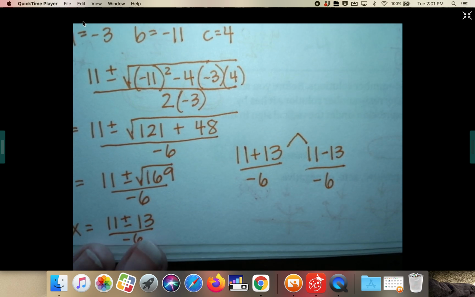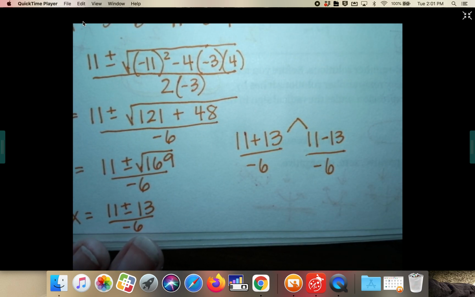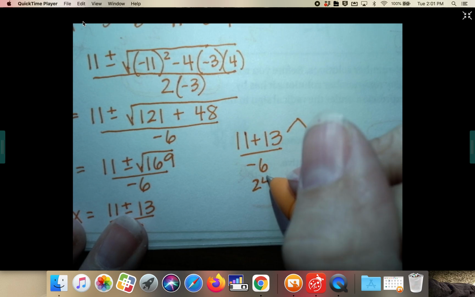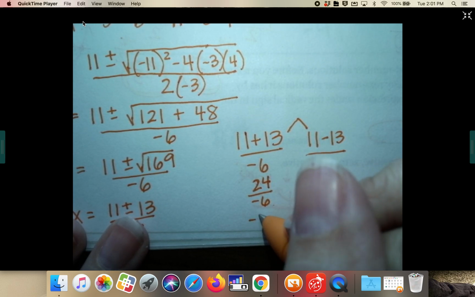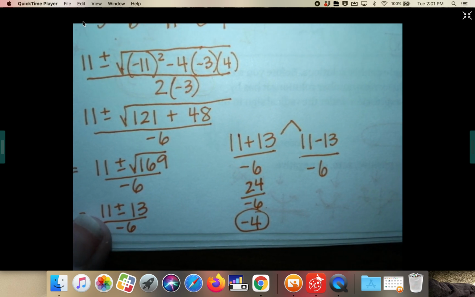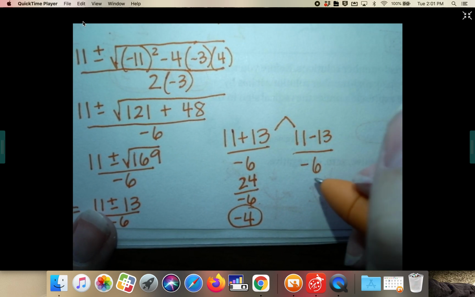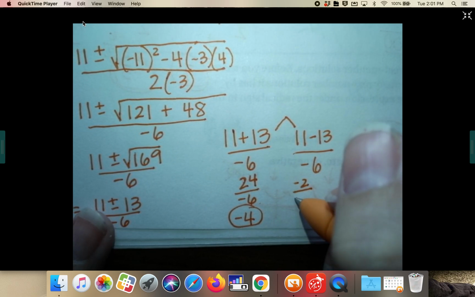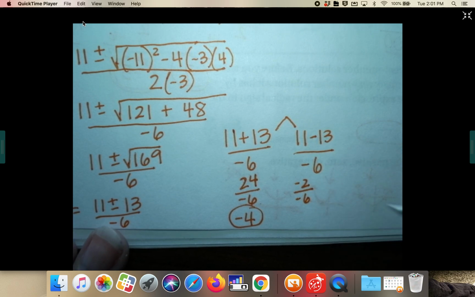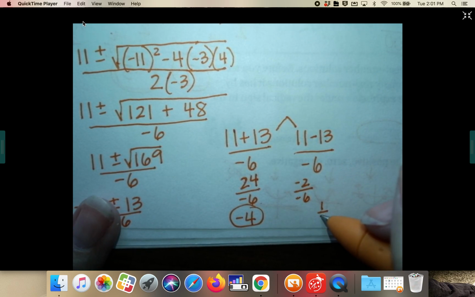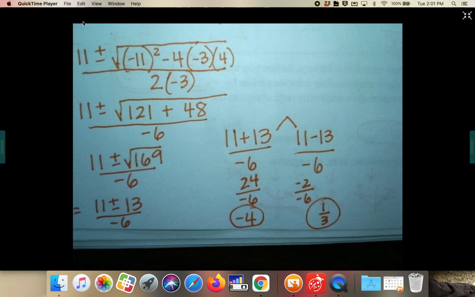So I need 1 plus and 1 minus. 11 plus 13 is 24 divided by -6, which is -4. And then 11 minus 13, that's -2 divided by -6, which is just 1/3. Negative divided by negative is positive. So those are my 2 answers.